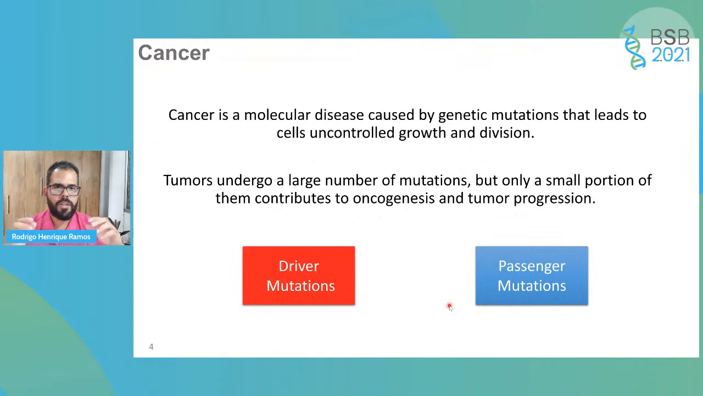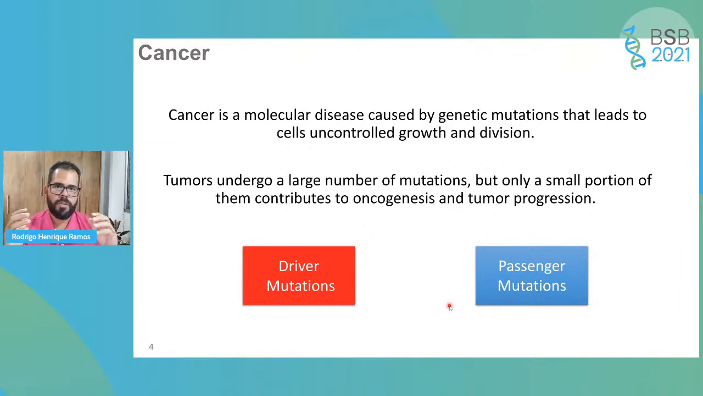Tumors undergo a large number of mutations, but only a small portion of them contributes to the oncogenesis and tumor progression. This concept leads us to the idea of driver mutation, that are this small portion of mutation that leads to cancer, and passenger mutation, that are the majority of mutations that do not lead to cancer. An open challenge in cancer genomics is the identification of cancer driver genes, the genes associated with cancer.